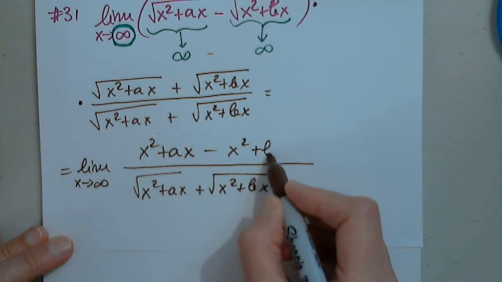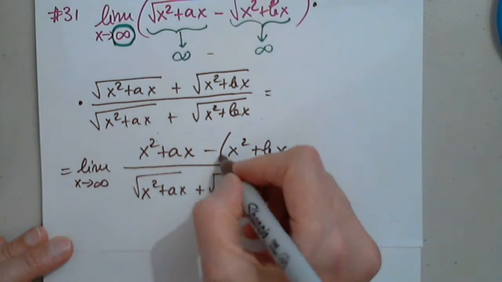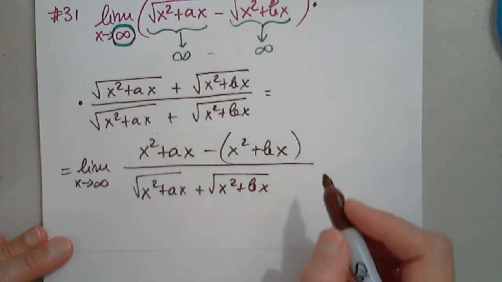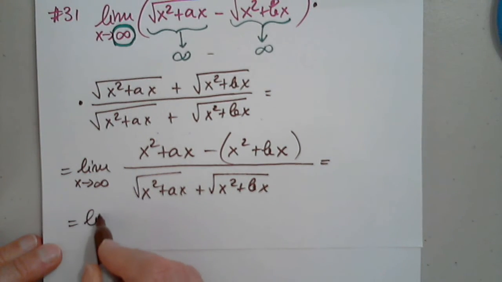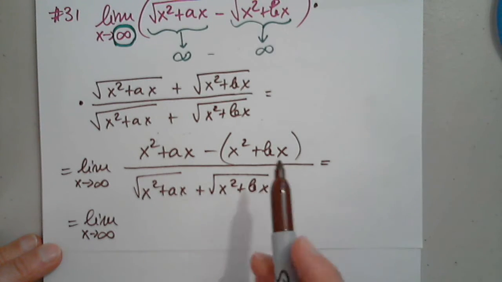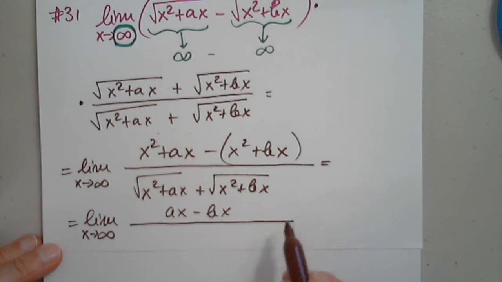If I write it like this, it's incorrect. What am I missing? Parentheses. Thank you very much. Excellent. Great job. Perfect. Good. Moving on. So this is limit as x approaches infinity. X squared minus x squared will go away, and I have ax minus bx. Ax minus bx in the numerator.